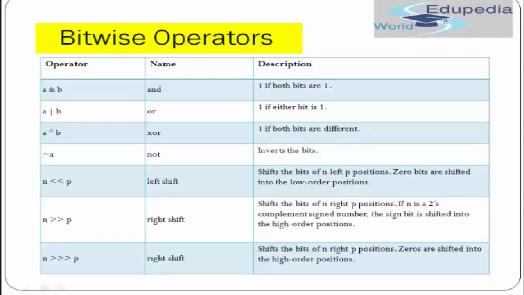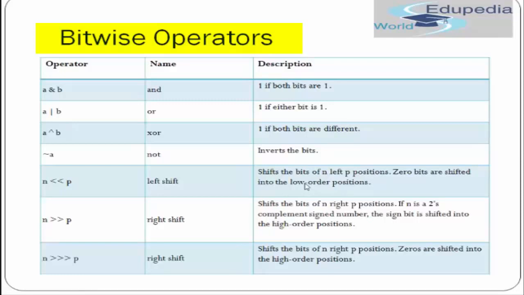Then we have the NOT operator. In case of a NOT operator, it inverts the bit. So if A is 1, it will give you 0. If A is 0, it will give you 1. Or for any other bit value, again it will invert the value. Then we have left shift, which is denoted like this as shown over here. What it does is shift the bits of n left by p positions. Zero bits are shifted into the low order position.